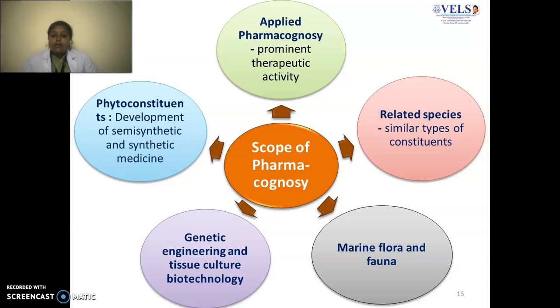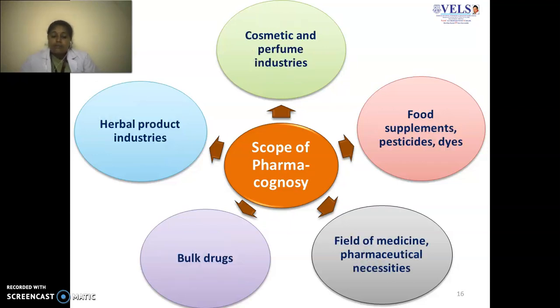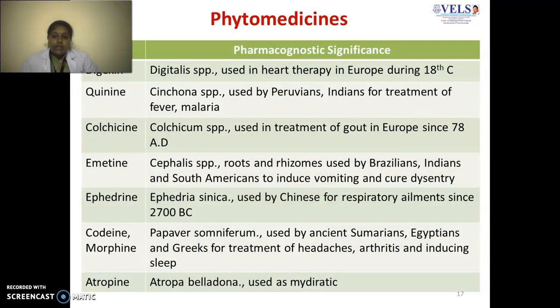And even pharmacognosy plays a major role in developing analogs or substitutes in the form of semi-synthetic derivatives, where these compounds can be used to increase the potency and decrease the toxicity of drugs. As well, the scope of pharmacognosy extends to cosmetic and perfume industries, and it can also be used as a food supplement, sometimes as a biopesticide, as a dyeing agent, as a pharmaceutical aid in bulk drug preparation, and in herbal drug product industries, where we can go for polyherbal combinations for a number of diseases.